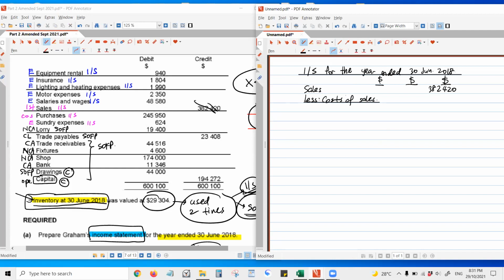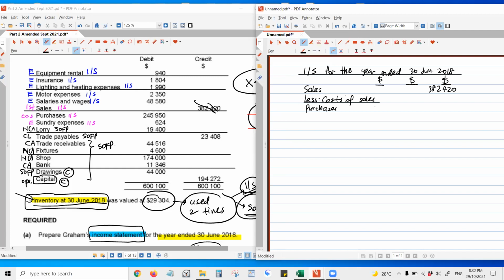Okay, let's see. Do you have opening inventory? No, we don't have, right? Don't write opening inventory and write 0 there. Not necessary. You go straight to the next item, purchases. Purchases, where is purchases? 245,950.